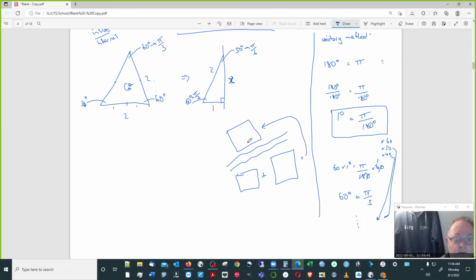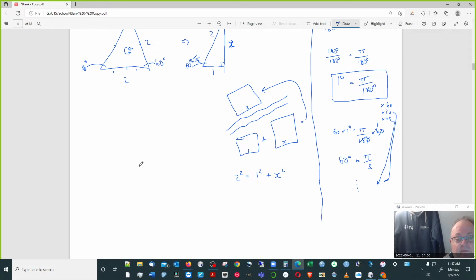So this is the one with the 2, this is the one with the 1, and this is the one with the side x. Now they're square paddocks, so if we're going to write the equation, we need to write 2 squared as an area is equal to 1 squared plus x squared. I need you to be able to do that. This subject needs you to be able to do that, okay? Because we want to know what that x is up there.